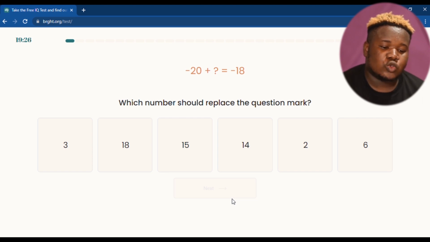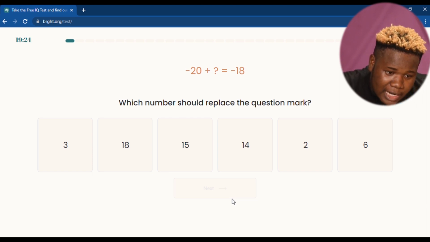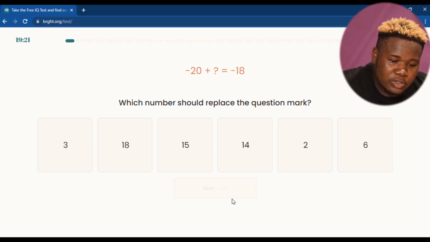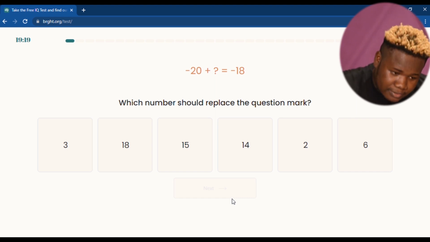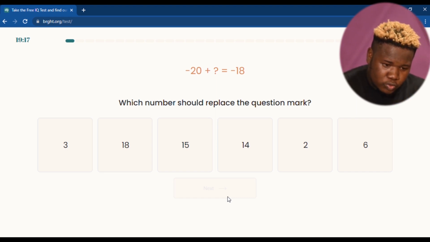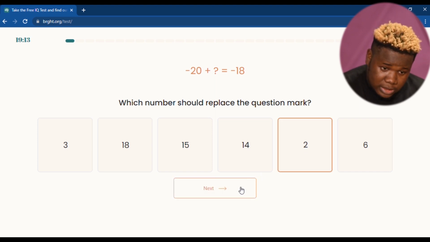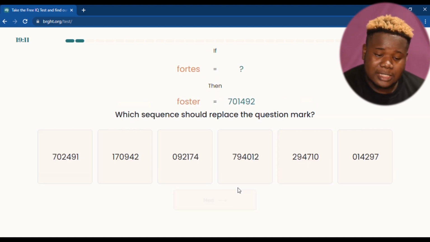Which number should replace the question mark? Minus 20 plus what will be minus 16? Minus 20 plus 2, actually. Yeah, it should be minus 16. Minus 18, sorry.